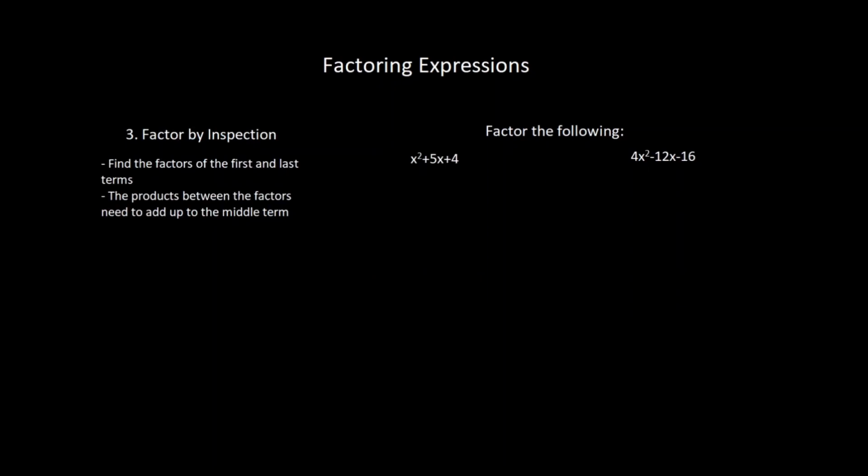The third method is factoring by inspection. We first find the 2 numbers that multiply to the first and last terms. The products of those factors need to add up to the middle term. We can use the cross method after this. Because we have a trinomial with degree 2 here, and the coefficient of the first term is 1, we know that the factored form will be x plus a number multiplied by x plus another number.